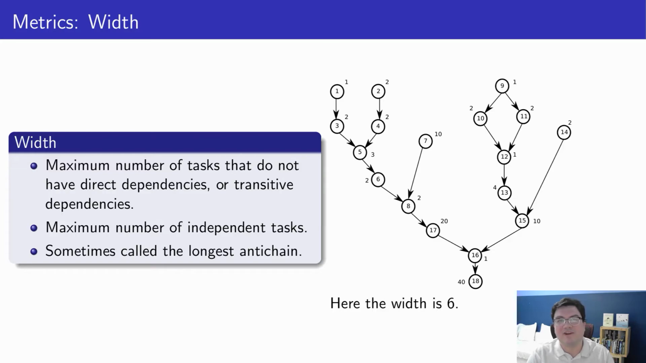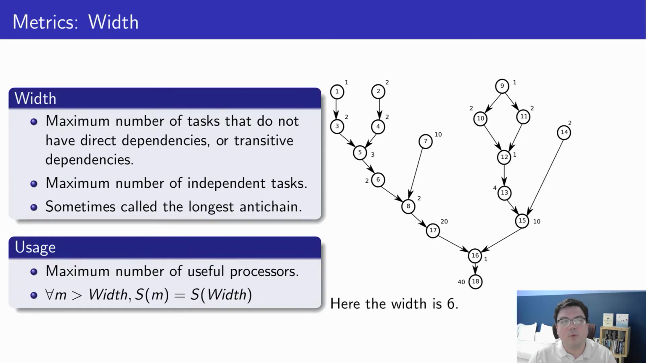But we could imagine a diamond-shaped DAG, for instance, which would have one source and one sink, and lots of independent tasks in the middle. The width is important to know for a parallel application because that is the maximum number of tasks that could be executed at the same time.